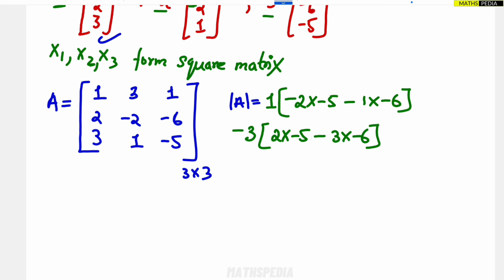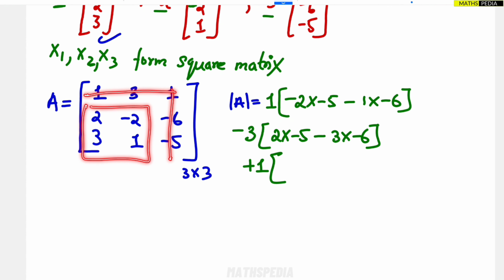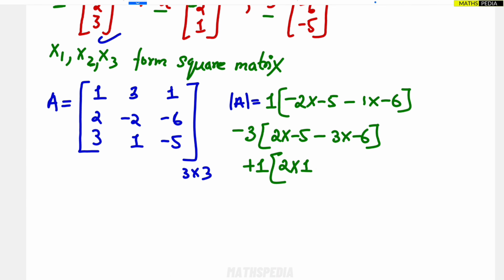Next, the last element, which is 1. Here it is plus 1 only; only the second element has the minus sign. Leave that column and row. What is left is this part. Multiply: 2 into 1 minus 3 into minus 2. So that part is done.